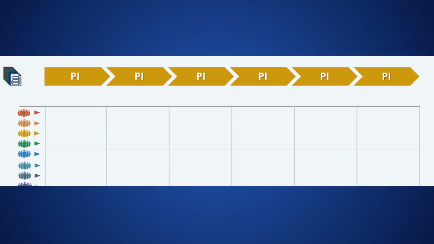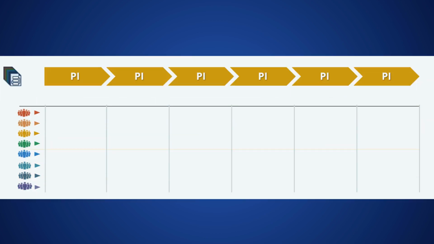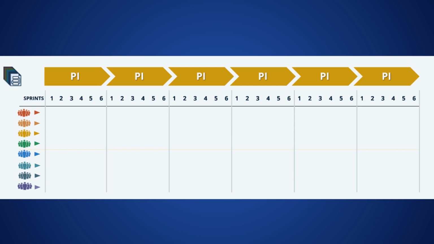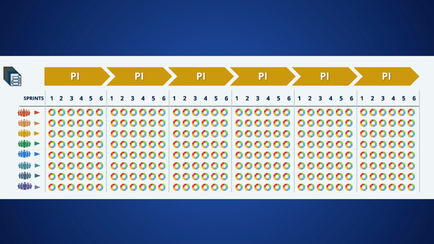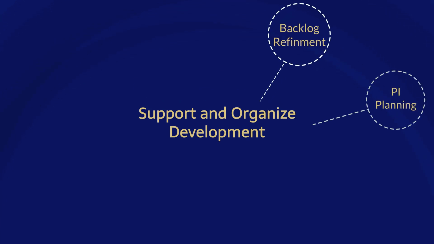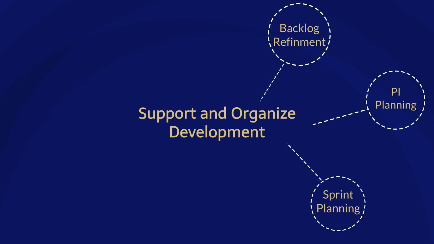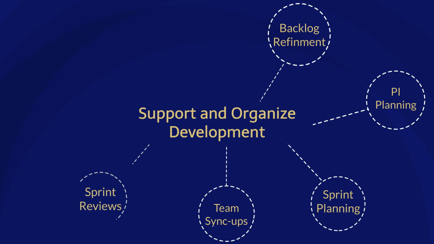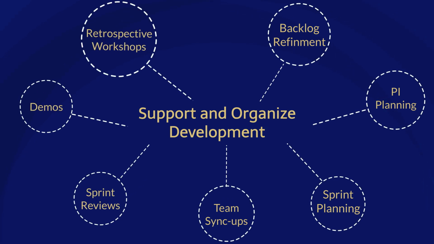Teams deliver work in planning intervals, also known as PIs. Each planning interval includes 6 sprints. Each sprint is a 2-week cycle ending with a demonstration of completed work. This steady cadence allows for early, frequent delivery and clear visibility into progress. There are several structured and regular SDLC events that support and organize the development work. These include backlog refinement, PI planning, sprint planning, multiple team sync-up meetings, sprint reviews, demos, and retrospective workshops.